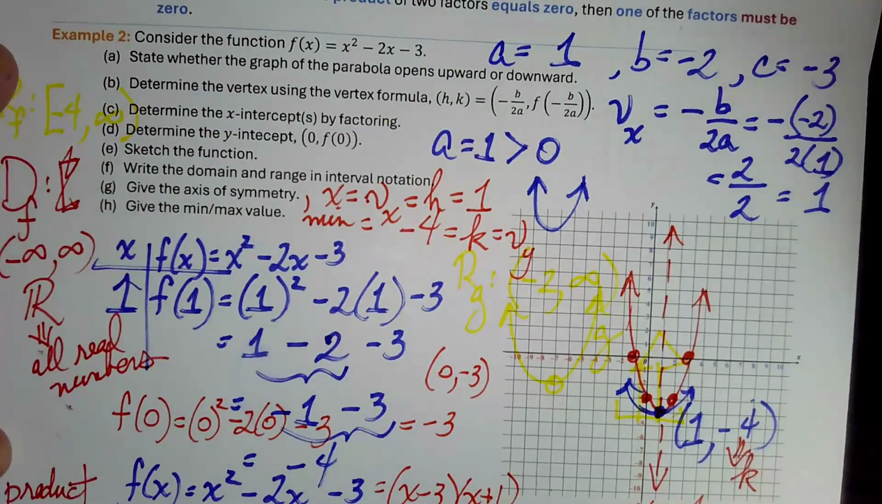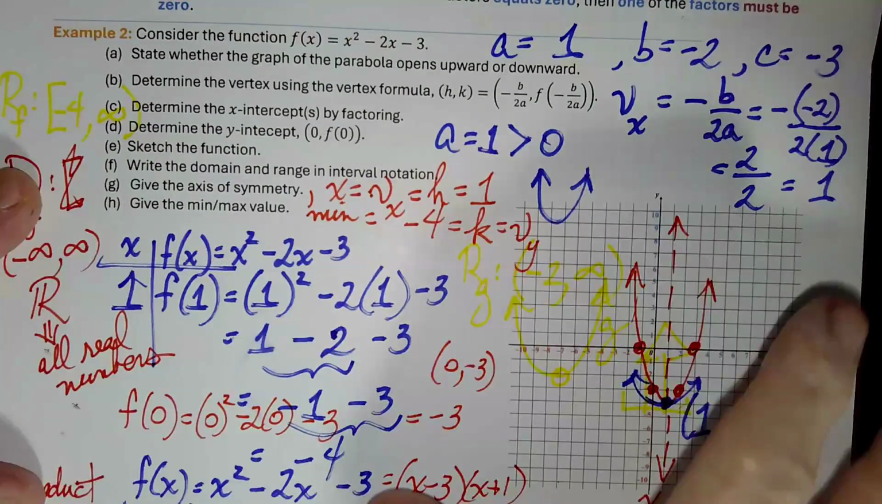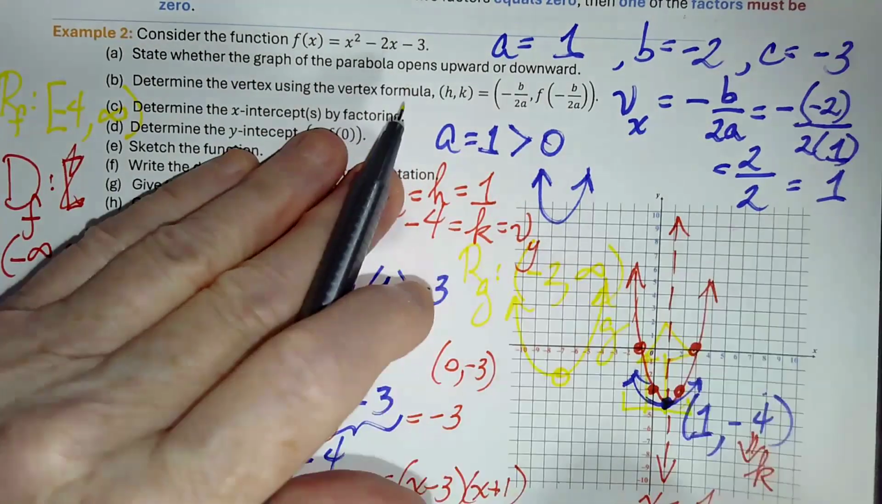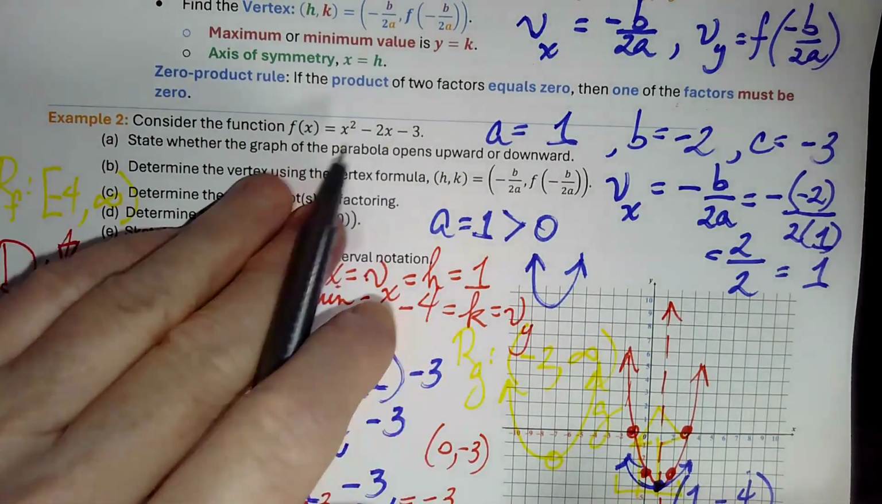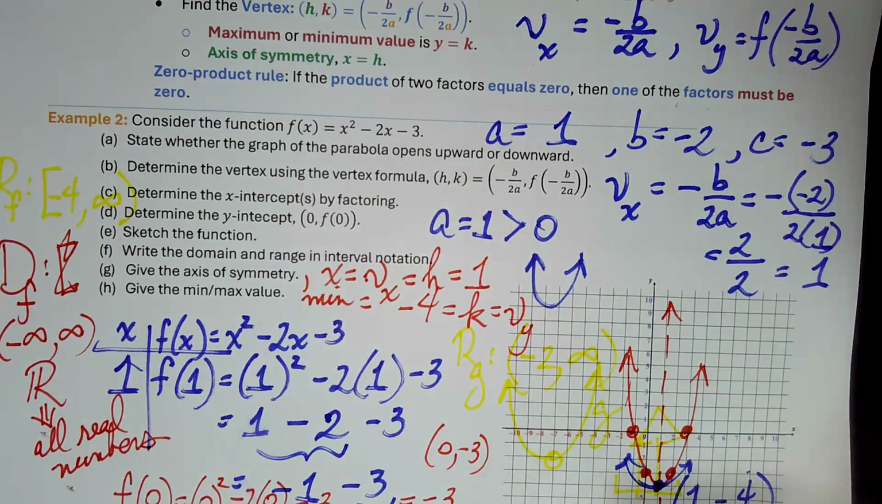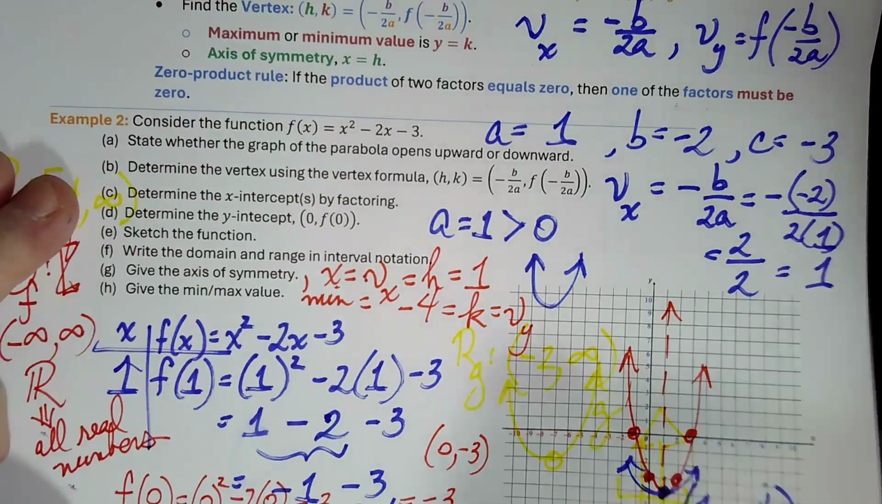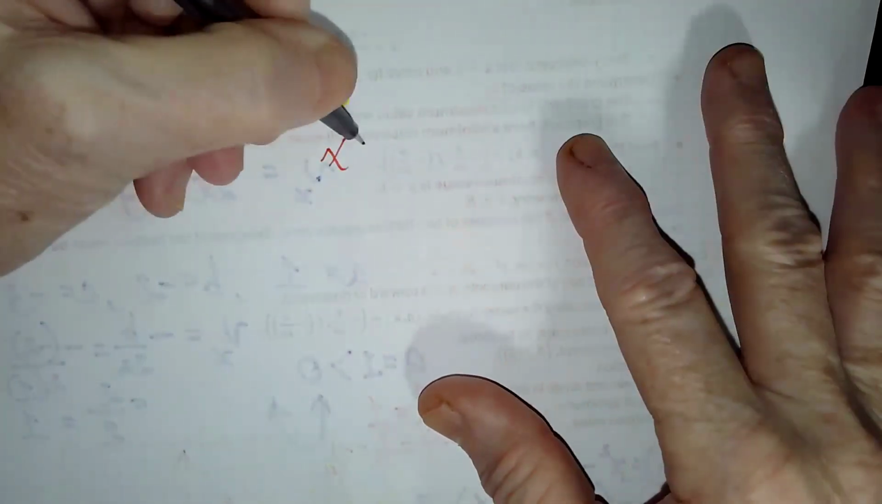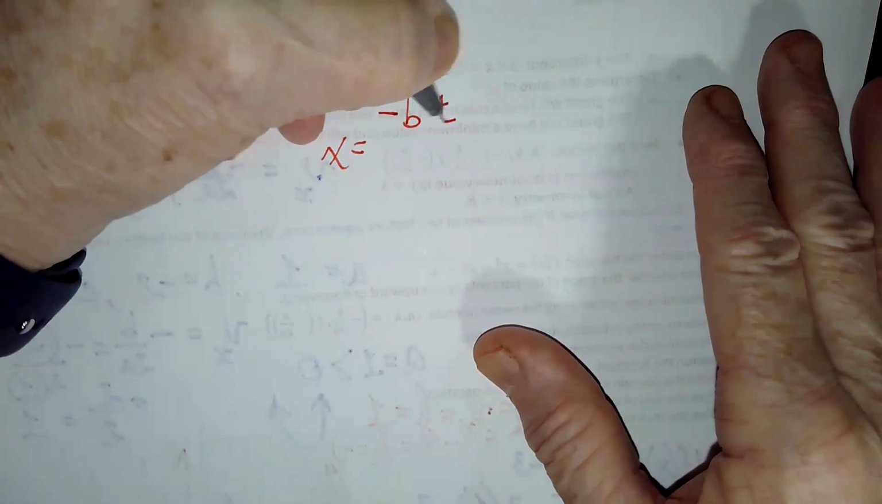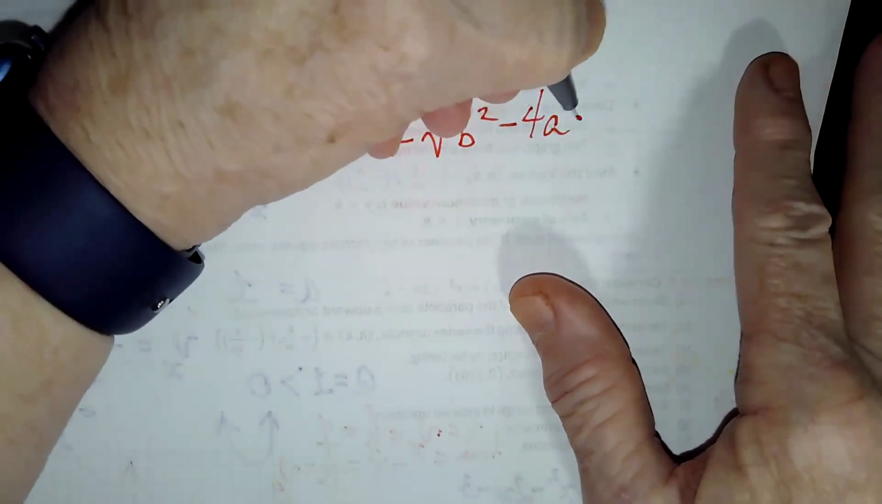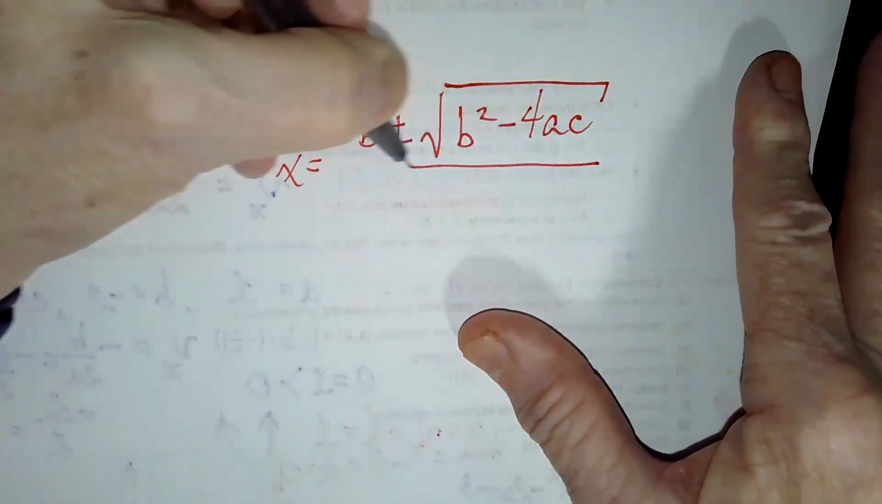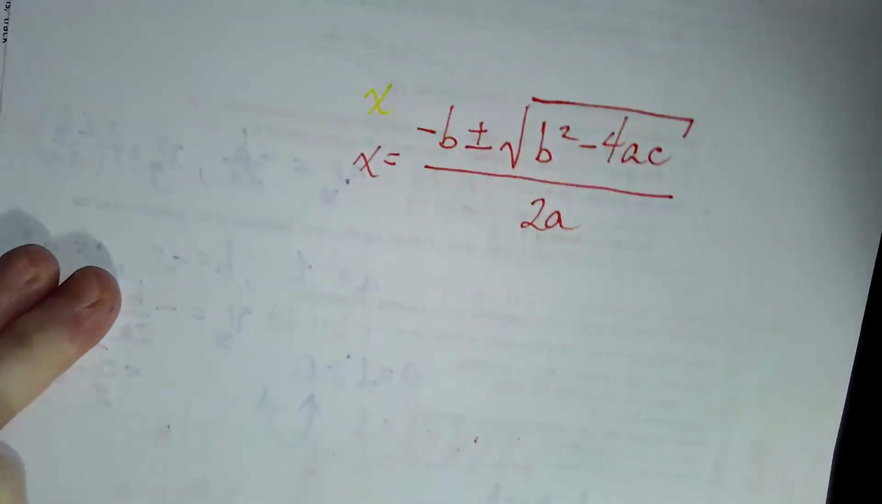Did we answer all the questions? Oh, I wanted to do one more thing. I wanted to find the x-intercepts using the quadratic formula. Because sometimes it helps to use the quadratic formula on an easy function where the numbers are not horrible. So we've got x is equal, I'm going to write this. X is equal to -b plus or minus the square root of b squared minus 4ac, all divided by 2 times a.